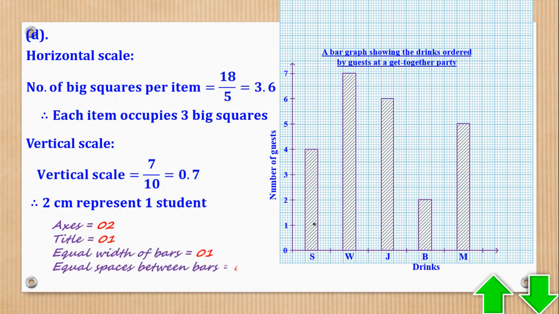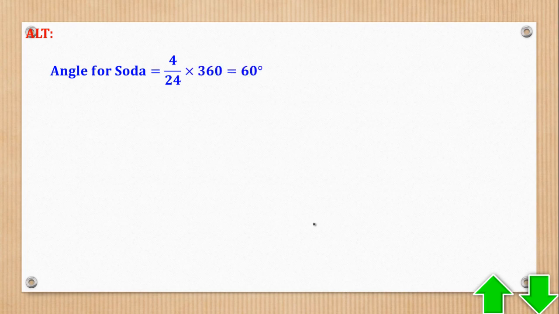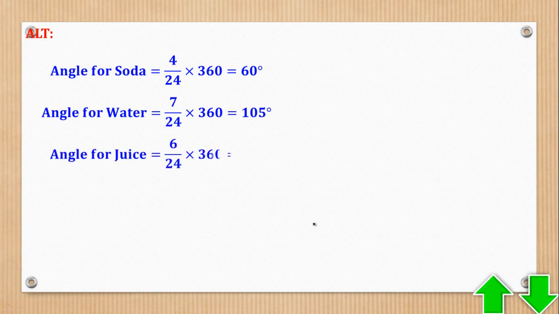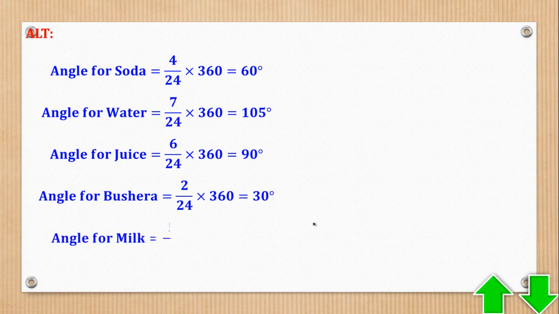So that's how the scores would be awarded. We also said a pie chart is okay, so let's get an alternative for a pie chart. For a pie chart, we use angles. So I'll get the angle for the soda: the fraction times 360 to get that sector. Actually, this is called sector angle. Sector angle for water is that. Sector angle for juice is that. Sector angle for bushera is that. And sector angle for milk is that. So now that we have got all the sector angles, we can draw a pie chart.